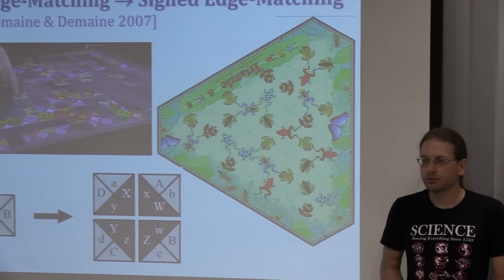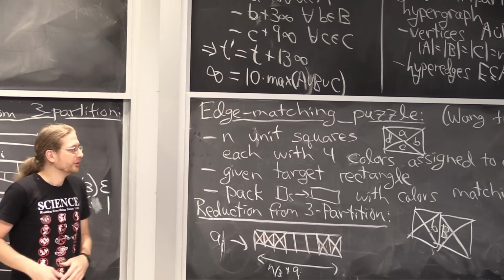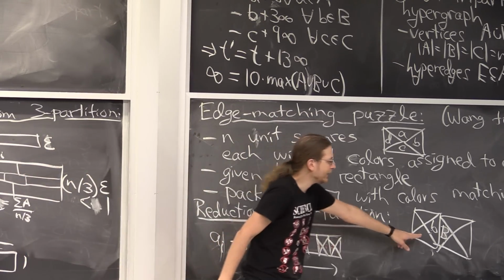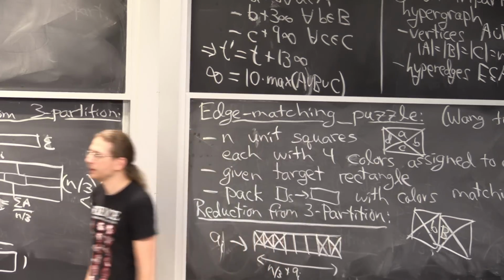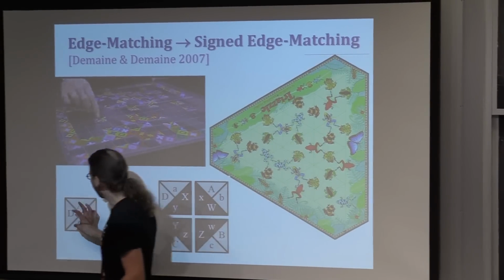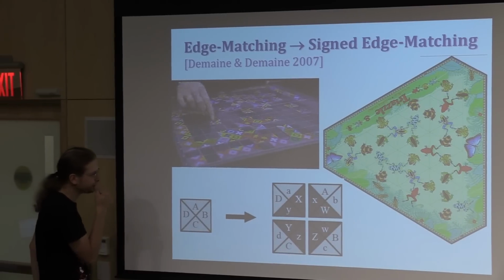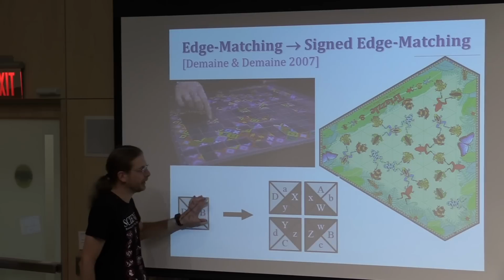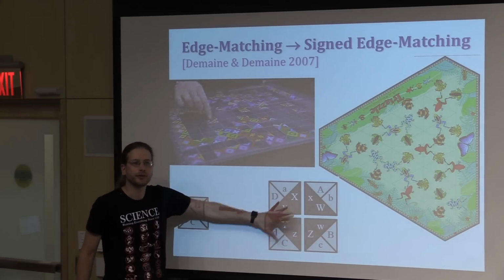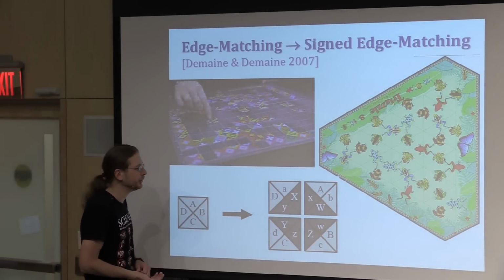Well, you can reduce these things, which I'll call unsigned edge matching puzzles, to these things, which I'll call signed edge matching puzzles, with this easy gadget. If you have a tile with, let's just say, colors A, B, C, D, some of them might be equal, I'm going to replace that one tile with these 4 tiles and scale everything up by a factor of 2, scale the target shape by a factor of 2.